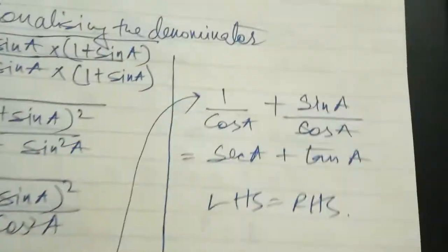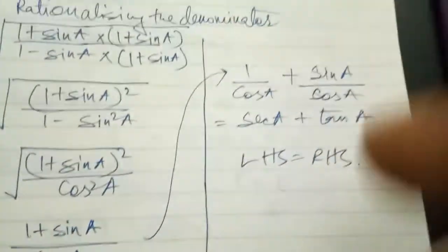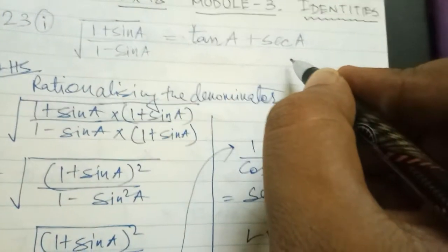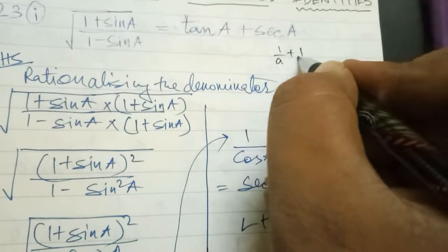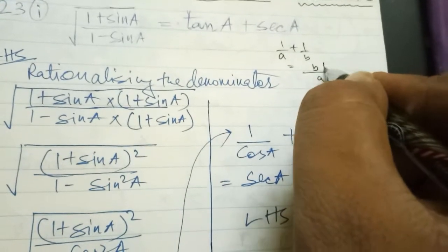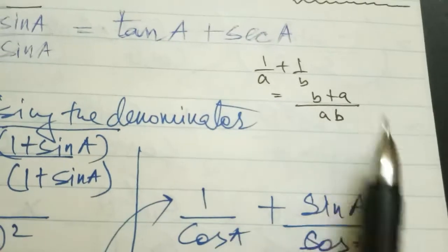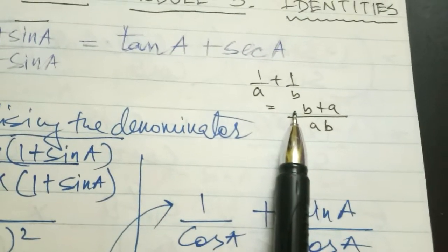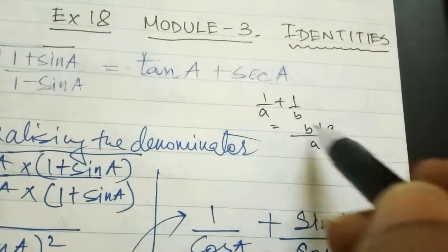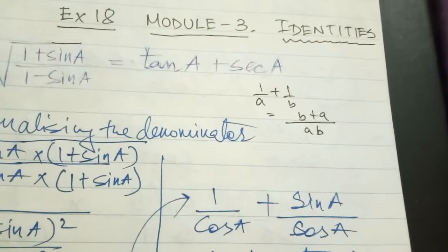See, in the next part, what I have done, I can easily divide this one. Suppose I write, just showing you one example, 1 by a plus 1 by b. If I take the LCM, what will it be? AB, that will be b plus a. I've written it over here, see. Then the opposite I can write also: b by AB, a by AB. Ultimately the same value will come.